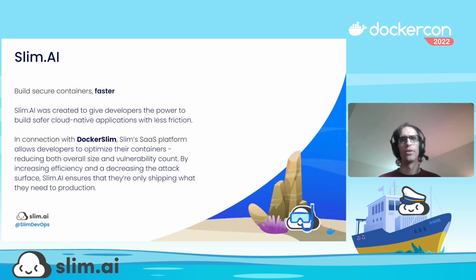What do we do here at Slim.AI? For the most part, we're focusing on building secure containers faster, and we really want to help developers build safer cloud native applications with less friction. In order to achieve this, we're leveraging an open source project that you can find on GitHub called Docker Slim. And the Slim SaaS platform leverages Docker Slim in order to help developers decrease the overall size of their containers as well as their vulnerability count.